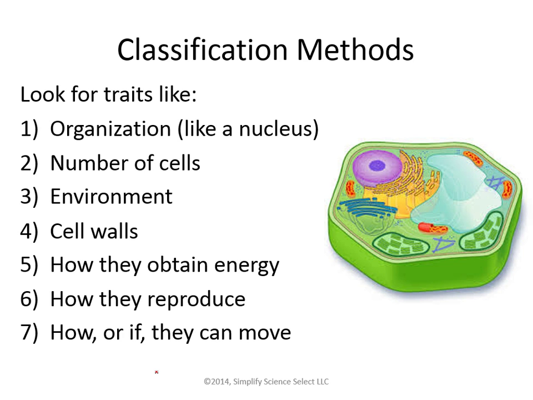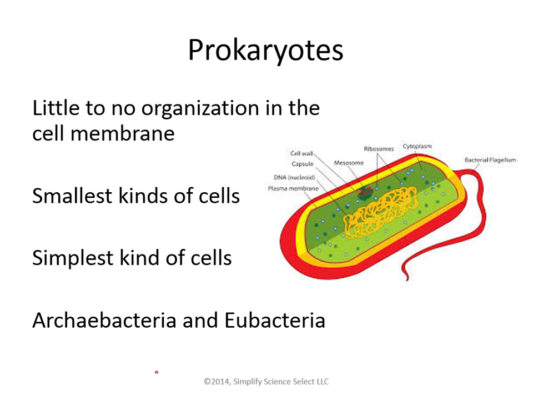So there are several things that we look at to classify. Traits like the organization of the cells. Does it have a nucleus or not? How many cells is this thing made out of? Just 1 or hundreds? What environment does it live in? Does it have a cell wall or not? Where do they get their energy from? Do they have to eat things to get their energy, or can they get it from, say, sunlight? How do they reproduce? Do they reproduce by themselves, or do they have to find a mate? Can they move? All of these things would be useful information to figure out what kingdom they go in.